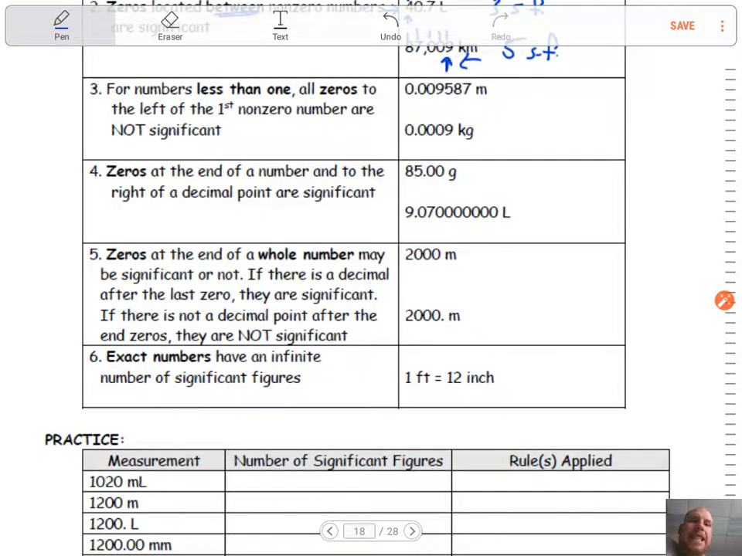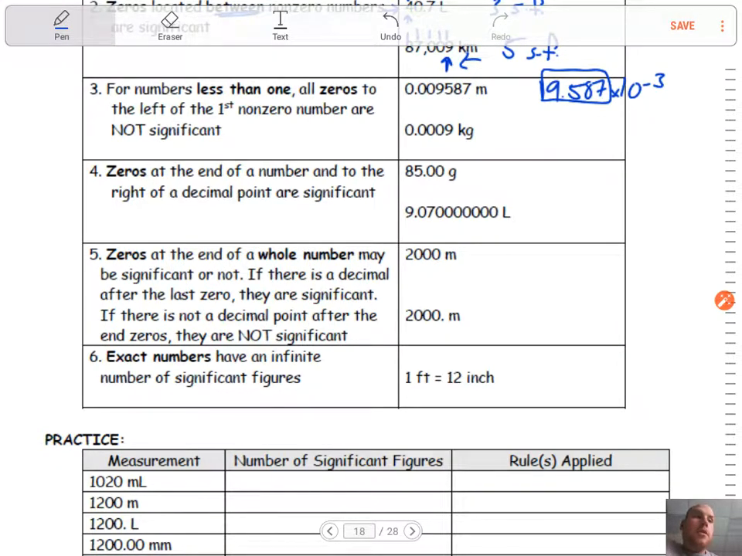Number 3, for numbers less than 1, all zeros to the left of the first non-zero number are non-significant. Think about it. If we were to rewrite this number, guys, in scientific notation, those numbers right there are the only ones that are going to matter to us. We would write this as 9.587 times 10 to the minus third. So these numbers in our mantissa would be the ones that would be significant. All right? So again, when in doubt, rewrite your number in scientific notation if that helps you.